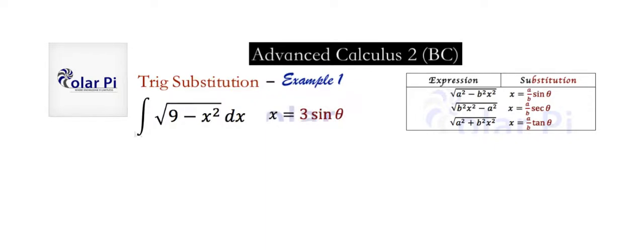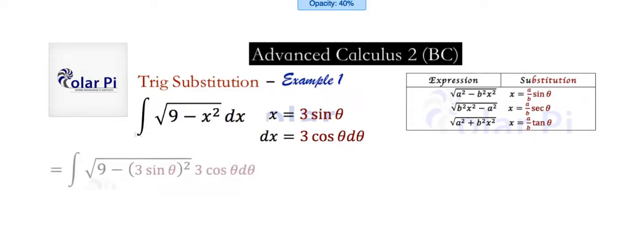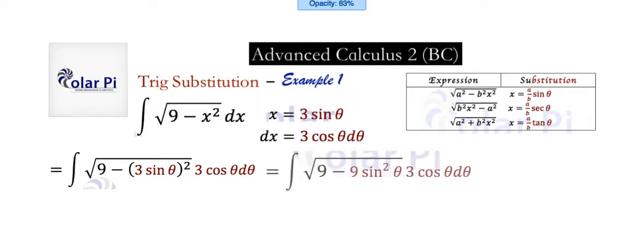And if you do, then dx, first of all, would have to be 3 times cosine theta d theta. Then our integral will transform with this substitution, and therefore that other subsequent substitution for dx. So with these two substitutions, we can rewrite this given integral like that. Okay, let's keep modifying it and simplifying it.